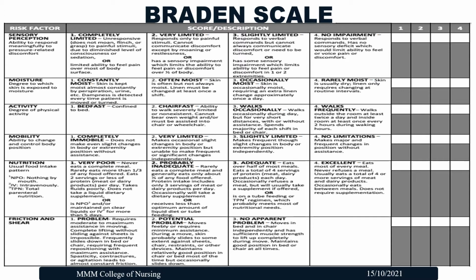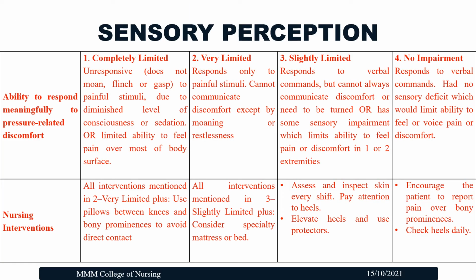Now we'll be looking at the 6 risk factors and their preventive measures or nursing interventions in detail. The sensory perception risk factor is defined as the ability to respond meaningfully to pressure-related discomfort. If the patient is unable to feel pressure-related discomfort and respond to it appropriately by moving or reporting pain, they are at high risk of developing a pressure injury.